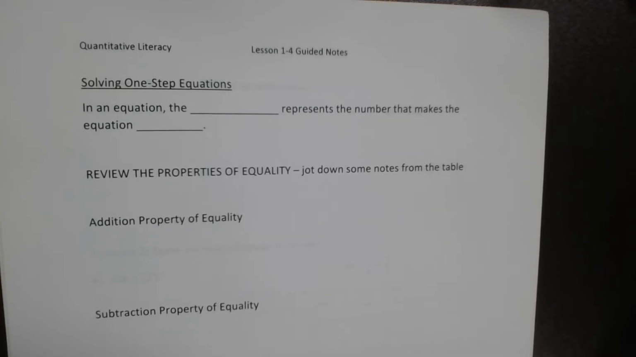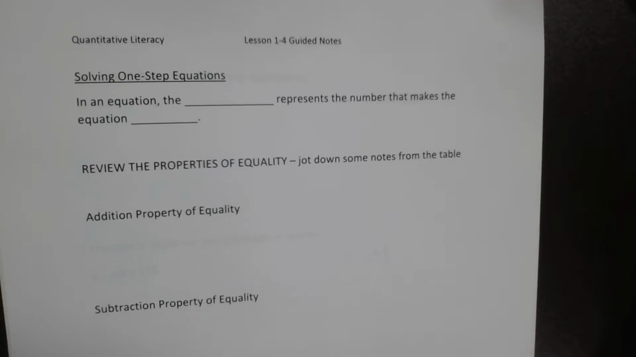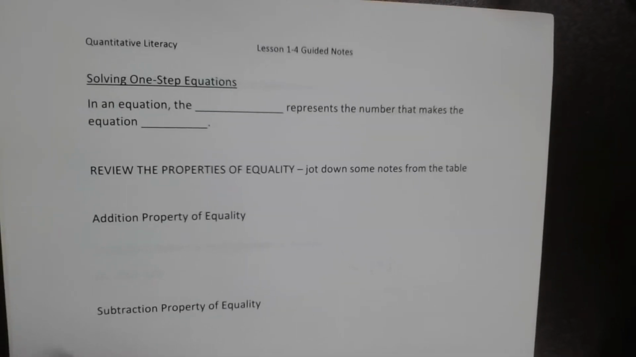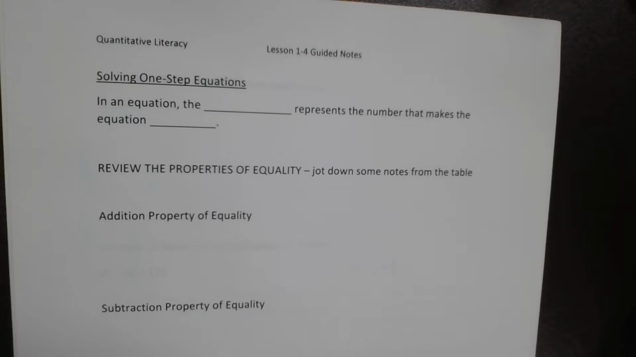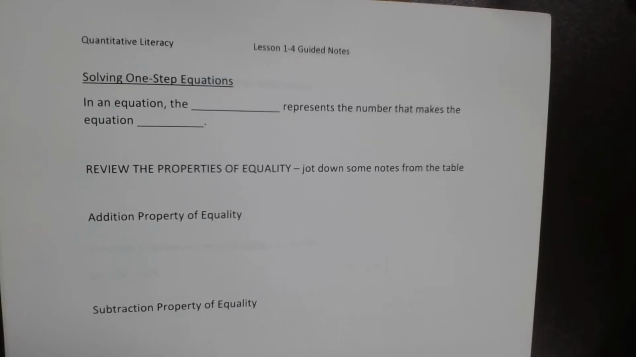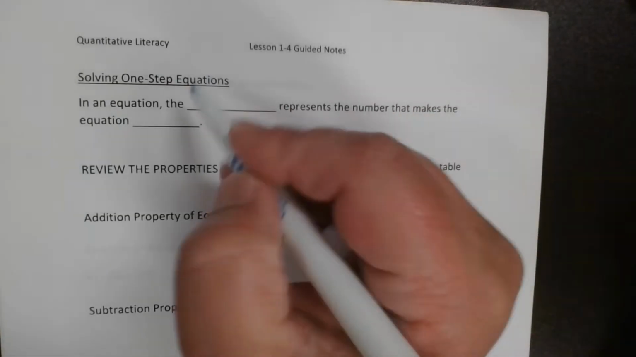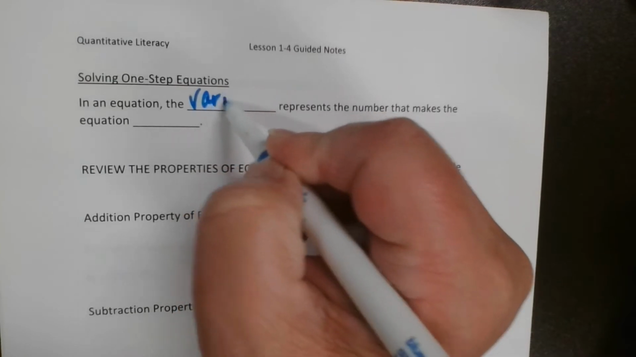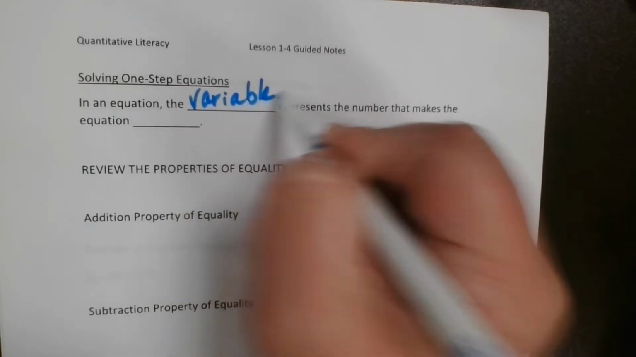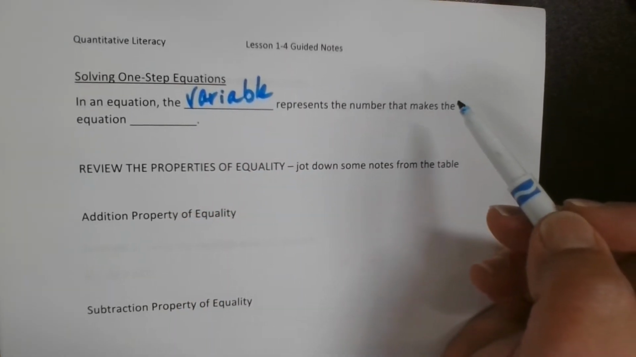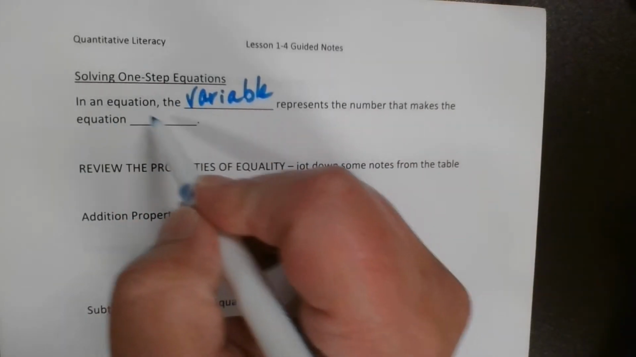Lesson 1-4, module 1, lesson 4, and it's about solving one-step equations. I'm sure this will be elementary to you, so I'm going to go pretty fast and we're just going to fly through here. In an equation, the variable represents the number that makes the equation true, right?